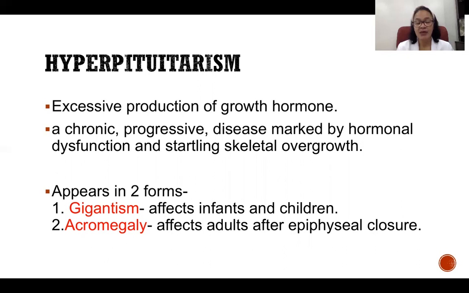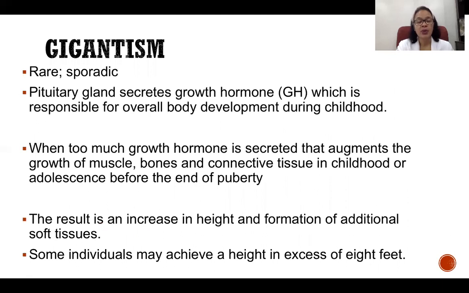So it can appear in 2 forms. In children and affected infants, it's in the form of gigantism, whereas affected adults may appear in the form of acromegaly, because this happens after the epiphyseal closure. Gigantism is actually rare, it's sporadic. This is where the pituitary gland secretes excessive growth hormone.